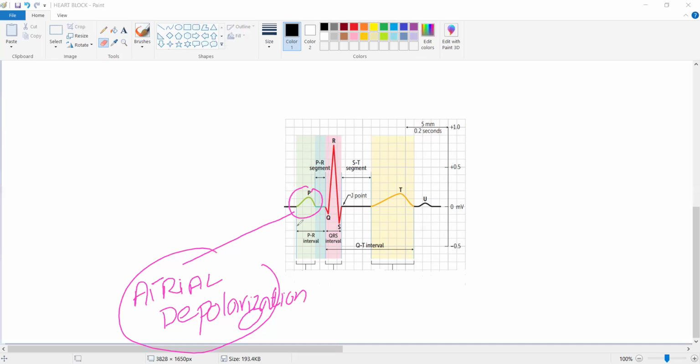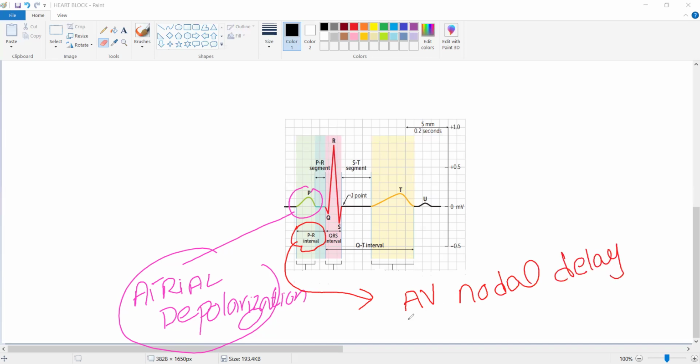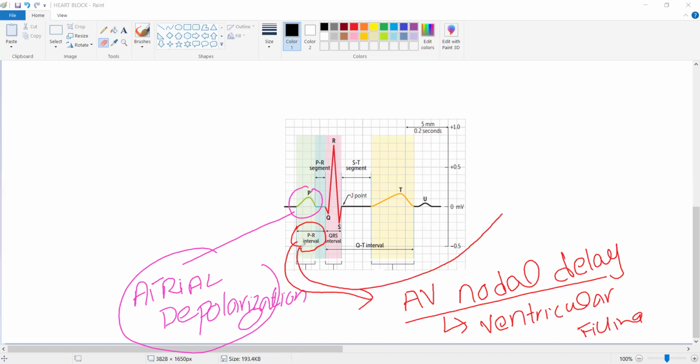So what is the significance of the PR interval? The PR interval represents the AV nodal delay. So why is the AV nodal delay important? This delay ensures ventricular filling. Okay. And the clinical importance of this PR interval: the PR interval is increased in heart blocks.